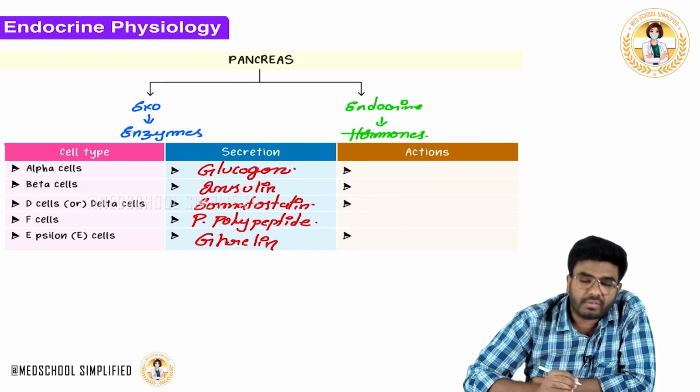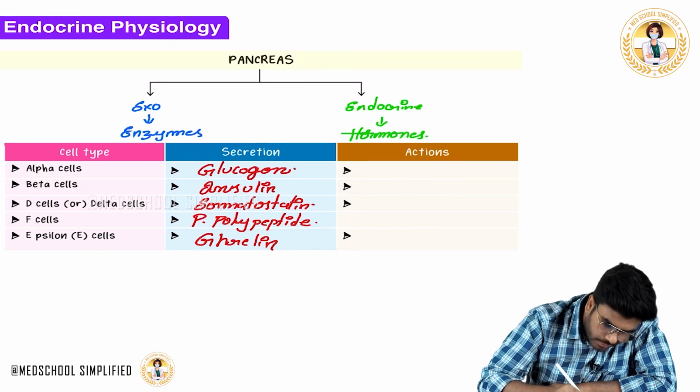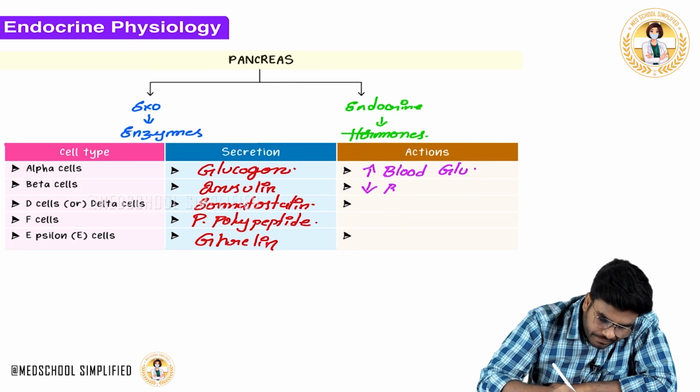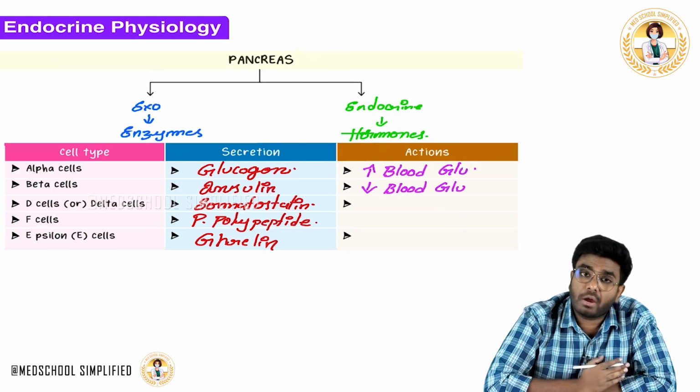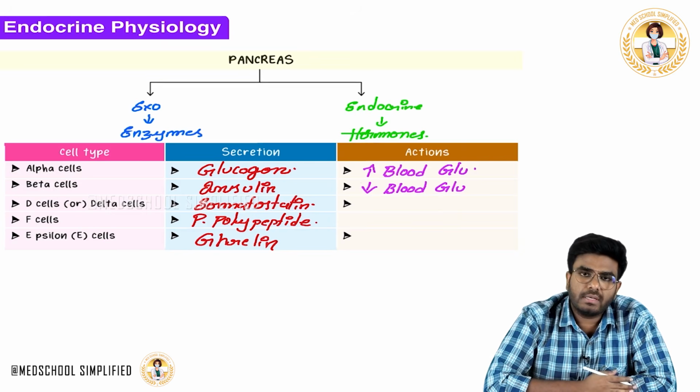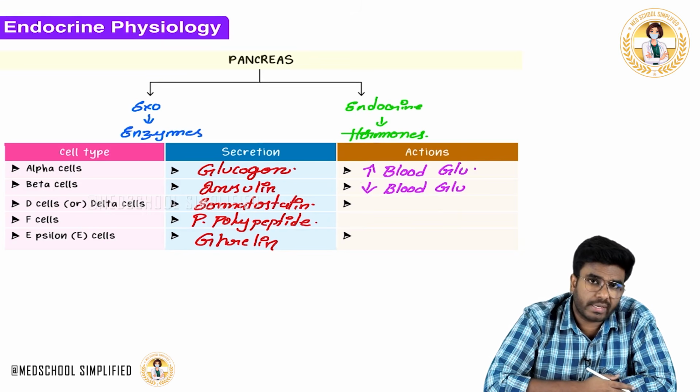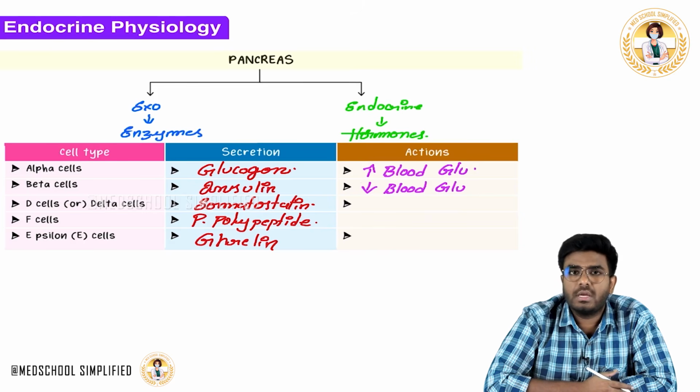Glucagon, what will it do? Glucagon is going to increase the blood glucose levels, but the beta cells, by producing insulin, will decrease blood glucose levels. So blood glucose levels are decreased by insulin. How it decreases, we will see later. But insulin produced from beta cells of the pancreas decreases the blood levels of glucose. Glucagon produced from the alpha cells of the pancreas increases the blood glucose levels.